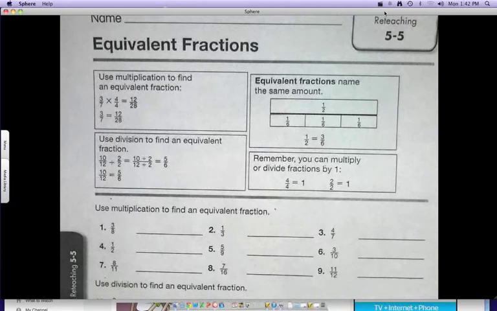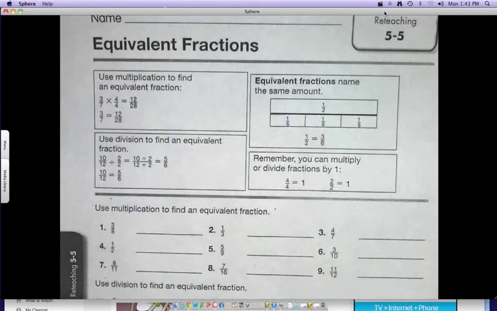You can also use division to find an equivalent fraction, and again, we're talking simplest form. As you can see, 10/12 is the same as 5/6, because 2 goes into both 10 and 12. So looking at our last example on our reteaching, for 4/10, an equivalent fraction is 2/5, which is the simplified form.